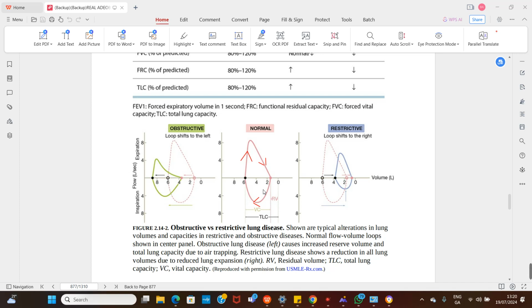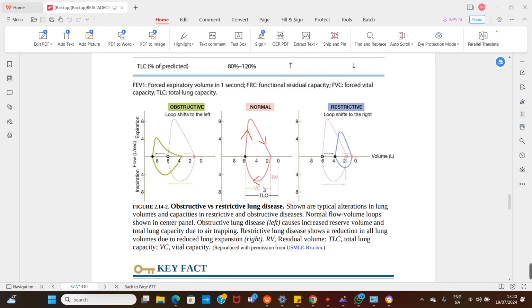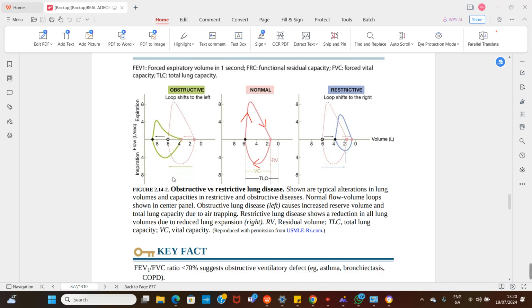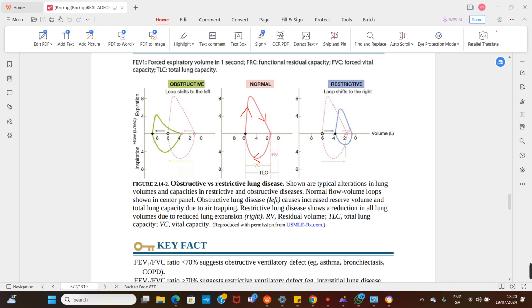Okay, I will talk about the fixed one later. Let me analyze this graph. Let's analyze the graph first. Now, if we look at the obstructive, I'll be asking and you will be telling me, what happens to the residual volume in obstructive? What do we think happens to the residual volume? Does it increase or reduce in obstructive lung disease? It increased. It will increase.